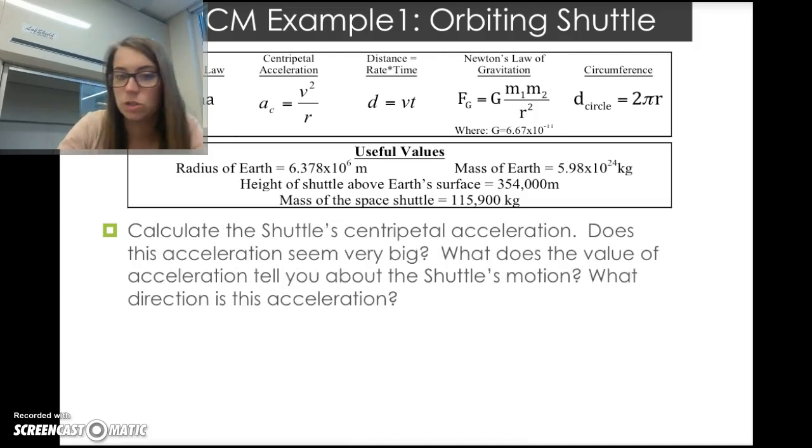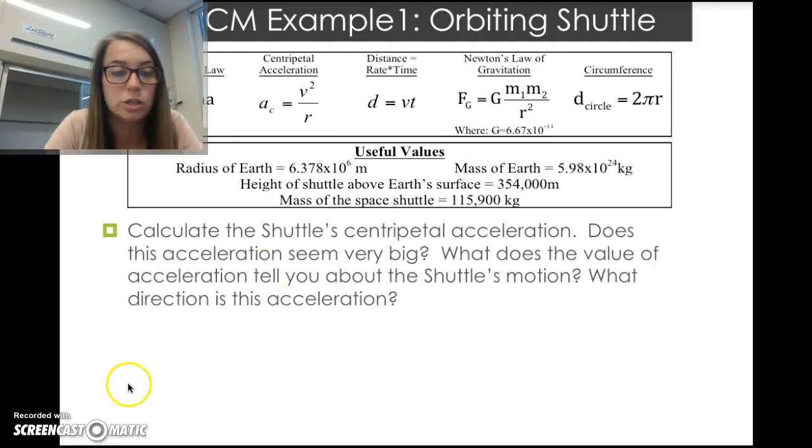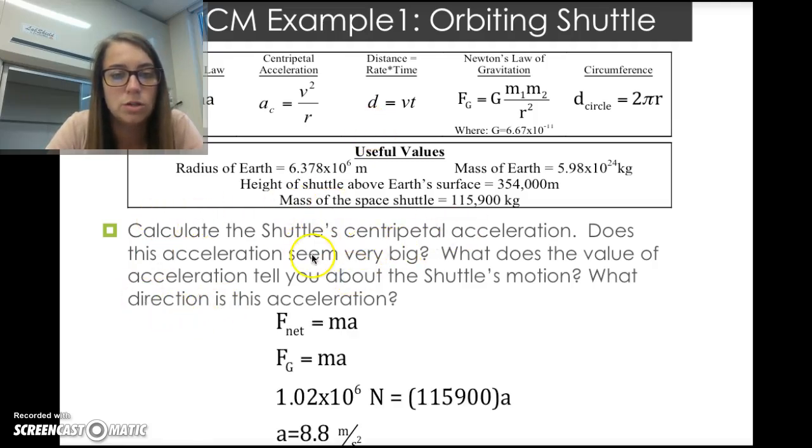All right, let's move on to page 21. So now that we know the force, let's calculate the shuttle's centripetal acceleration. And we want to look at, does it seem like a big acceleration, a small acceleration? What does it tell you about the shuttle's motion? What direction is it? So first, let's calculate the shuttle's acceleration. So what we want to do is do F net equals ma. We know the force. We're going to divide out the mass. So here's the force.